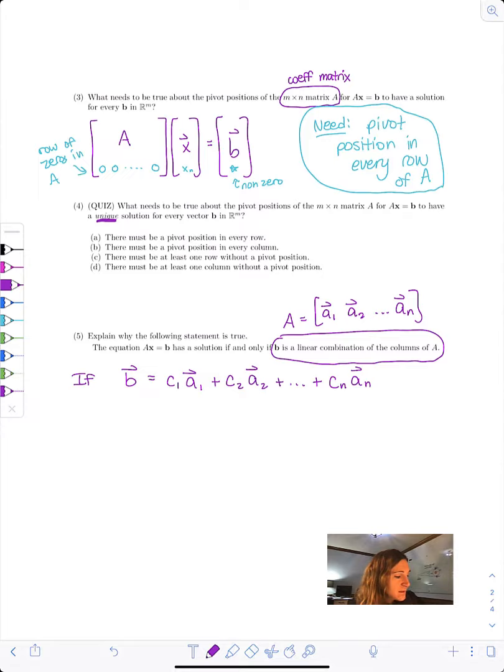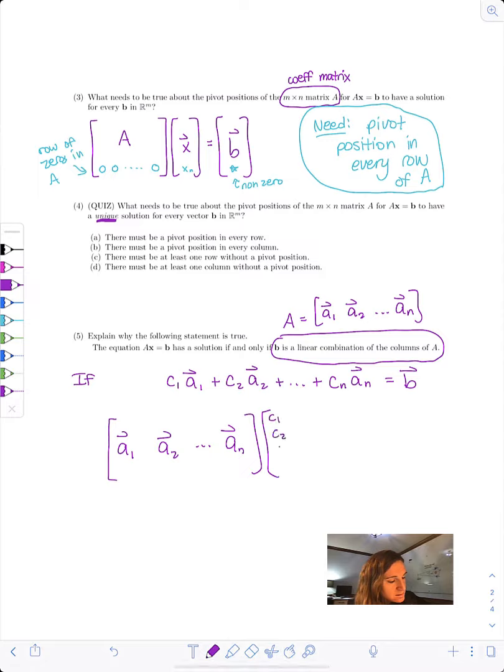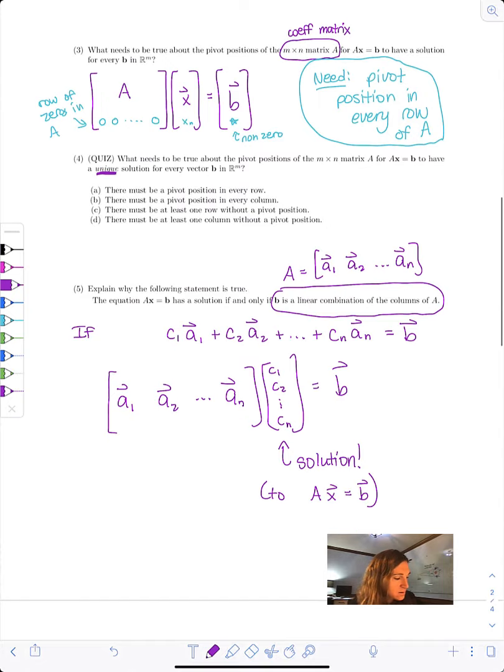But actually, if we take that and move our b over to the other side so it looks more like our vector equation, we can rewrite this into a matrix equation where we have A1, A2 through An times C1, C2 through Cn equals b. But now this vector C1 through Cn is a solution to the equation A times x equals b. And in case you're unclear about that, what I mean is our x vector is the vector C1 through Cn.